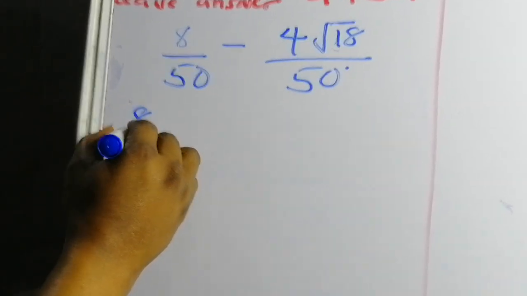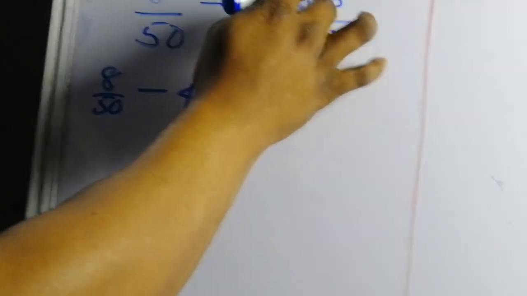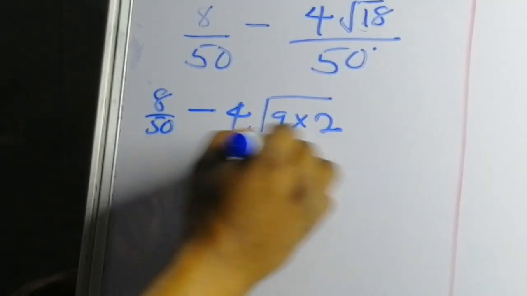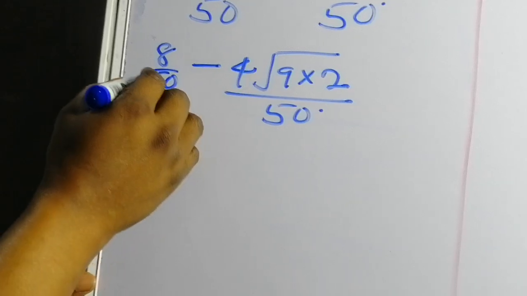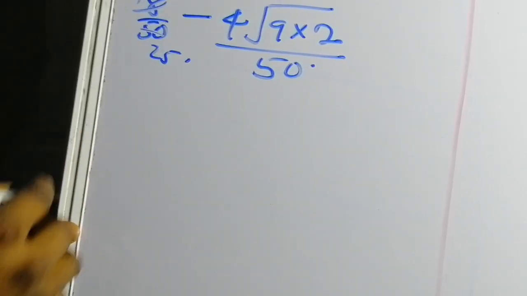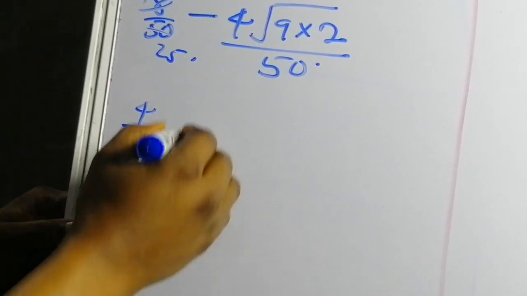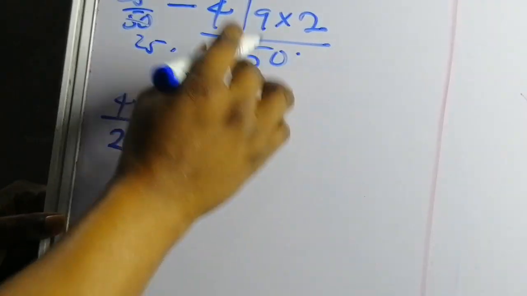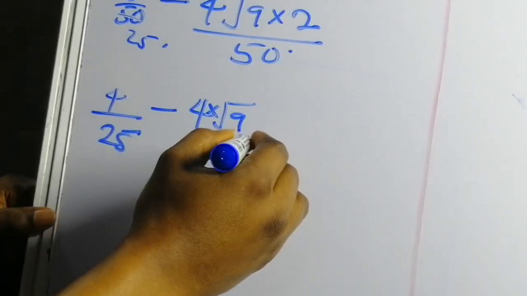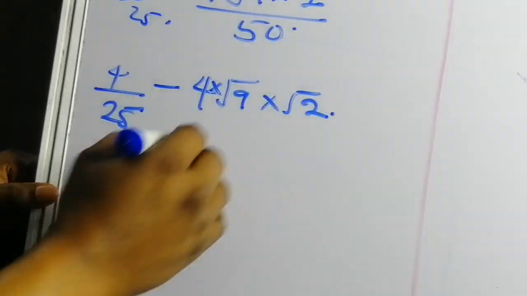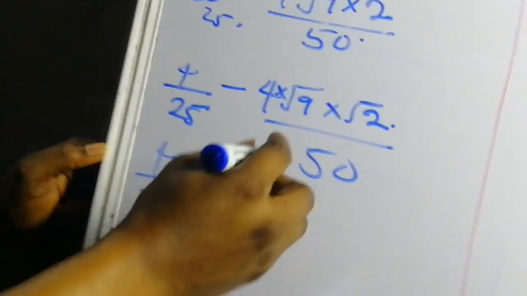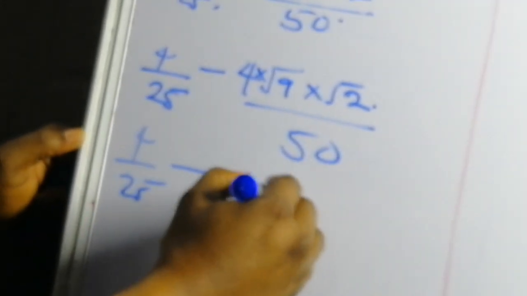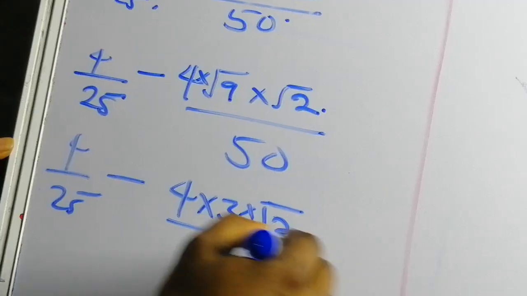So from here, this is the same thing as 8 over 50 minus 4. I can split this: that's 9 times 2, 9 times 2, that's root 18 over 50. Now I can say 2 can go here, 2 here, 25, 2 here, 4. So this is the same thing as 4 over 25 minus 4, and by the multiplication law I can split it: square root of 9 times square root of 2, over 50. Don't forget, this is multiplication: 4 times square root of 9 times square root of 2. So this is the same thing as 4 over 25 minus, what is the square root of 9? That is 3. So 4 times 3 root 2 over 50, which is 12 root 2 over 50.